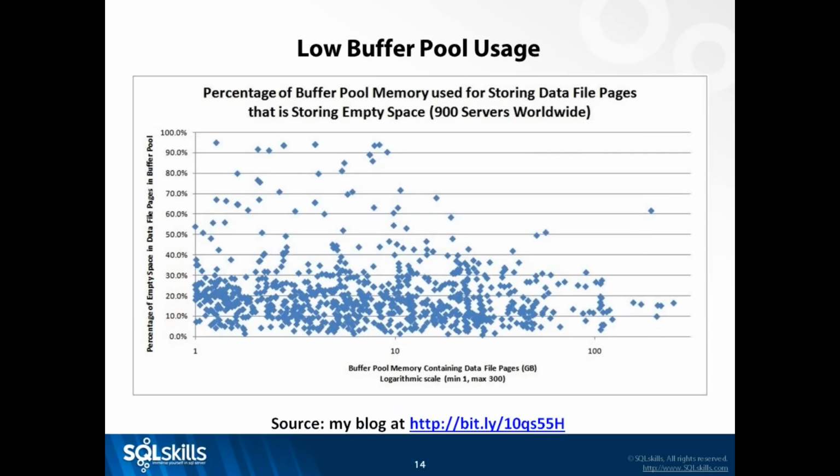So here's an example. This is the results of a survey that I did a few years ago, where I put out some code using the DMV sys.dm_os_buffer_descriptors. And you can go to that bit.ly link down there and you can get the code and you can see a bit more information about the survey results. And this was information back from 900 random servers across the world. What the code did was it figured out how much memory the buffer pool was using to store pages, not how much memory is on the server, how much memory was in use storing pages in memory. And out of that set of pages, what percentage of all the space in those pages was empty?